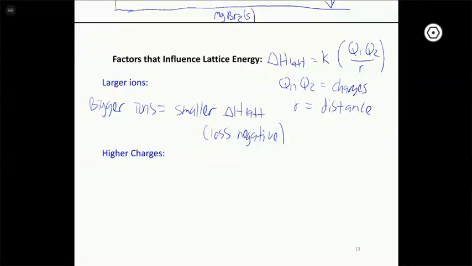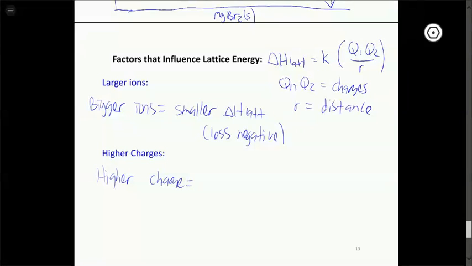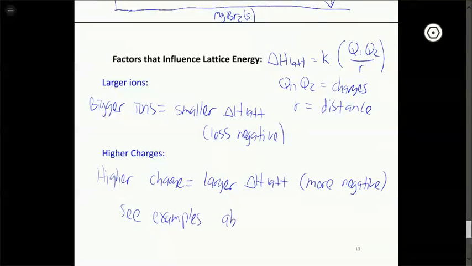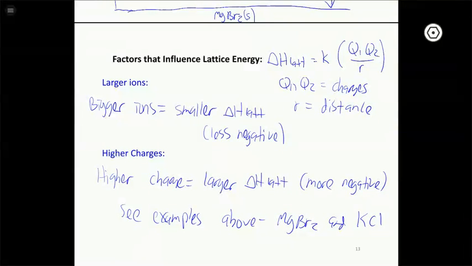And then if you have higher charges, that's going to correspond to a larger lattice enthalpy. Which, again, larger means more negative. And you can see that from the examples above. MgBr2 and KCl. KCl is +1, -1 cations and anions, and it had a much smaller lattice enthalpy than MgBr2, which has a +2 cation. So the higher the charges in the compound, the higher the lattice enthalpy tends to be.